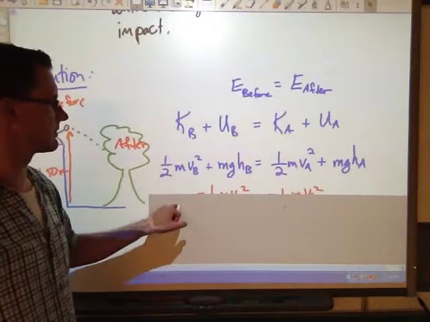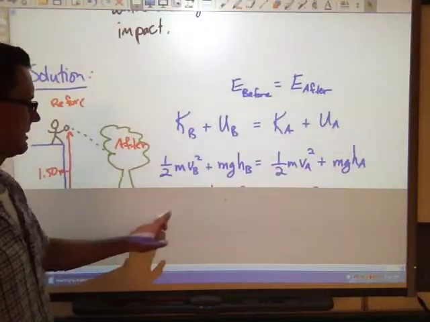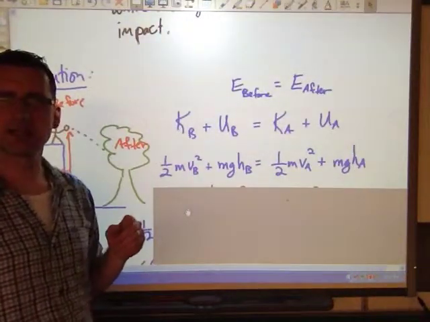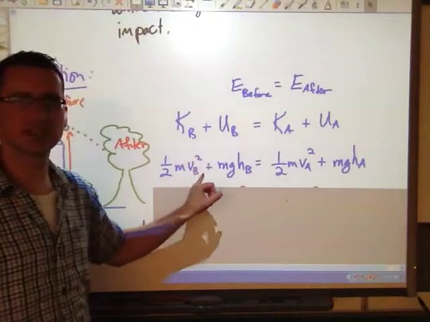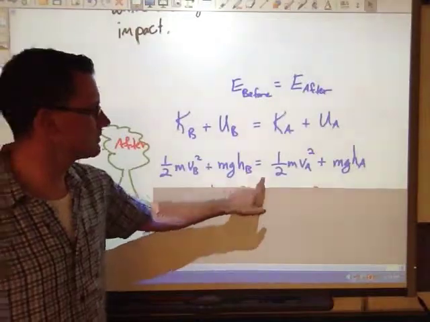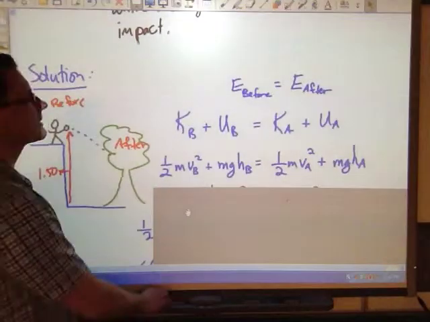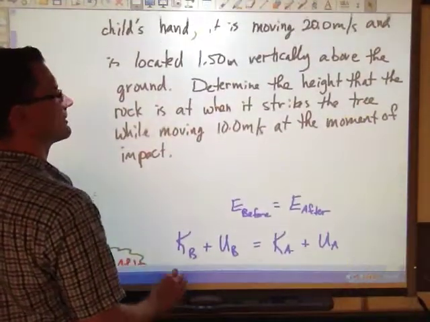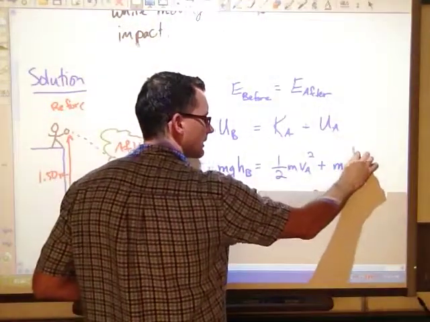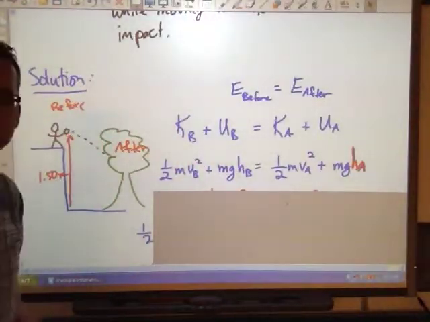So the best we can do is break everything down here. In terms of labeling before and after, B for before, A for after, what makes kinetic energy different before and after is the speed or velocity. The thing that makes gravitational potential energy different before and after is the height. So HB, HA, VB, VA. Okay? And of course, what am I looking for? Determine the height that the rock is at when it hits the tree. So this is what I'm looking for. HA. That is the variable that I need to isolate.